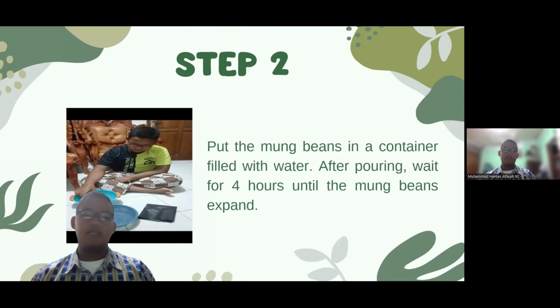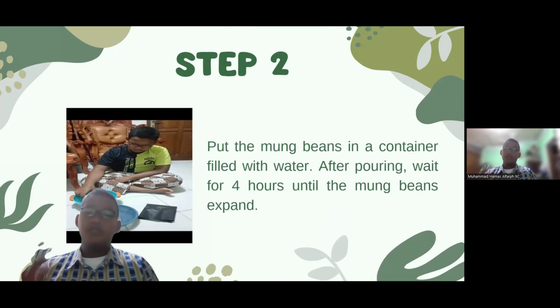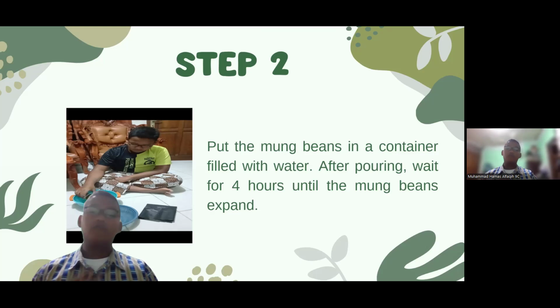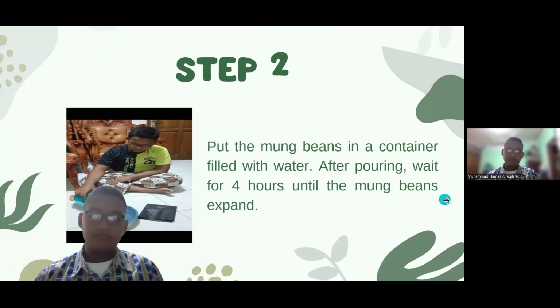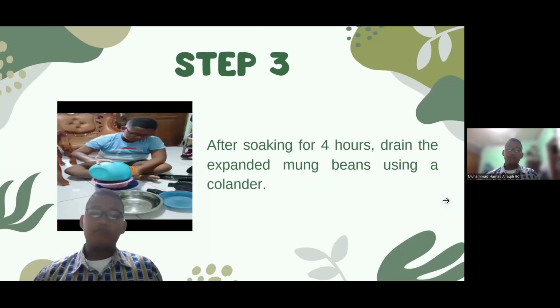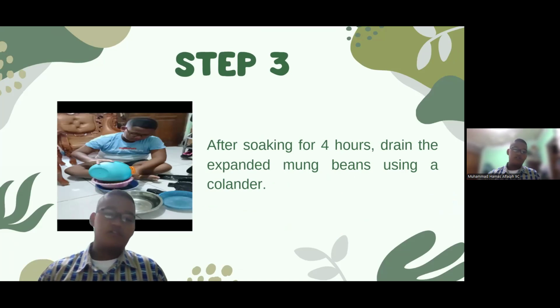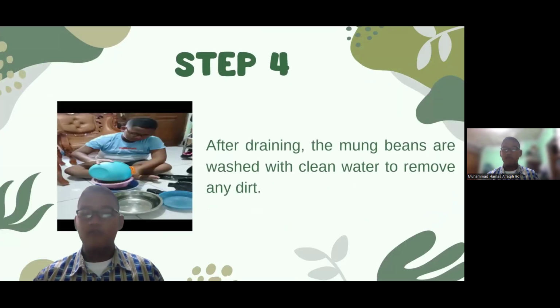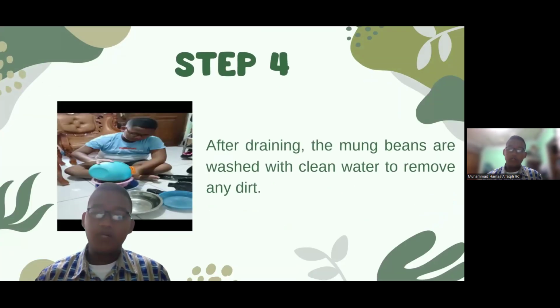So the second one is put the mung beans in a container filled with water. After pouring, wait for 4 hours until the mung beans expand. Step 3. After soaking for 4 hours, drain the expanded mung beans using a colander. Step 4. After draining, the mung beans are washed with clean water to remove any dirt.